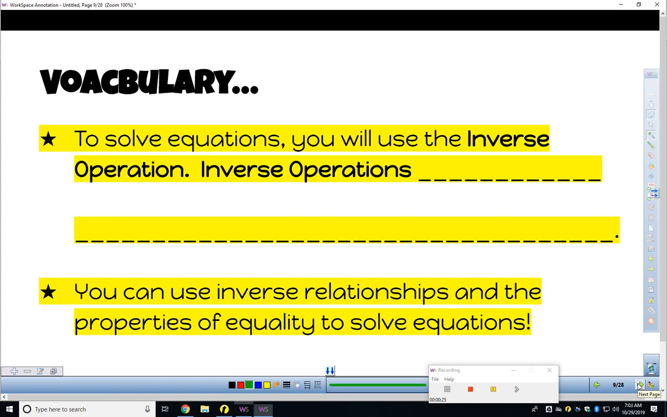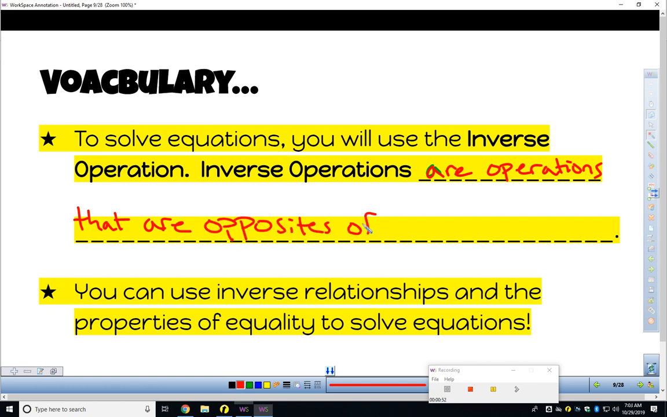Remember, inverse operations, let's use a different color, are operations that are opposites of each other. Right. Essentially, inverse operations are operations that will undo each other.